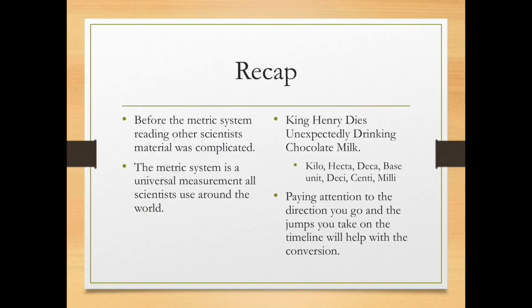Let's do a little bit of recap. Before the metric system, reading other scientists' material was fairly complicated. The metric system is a universal measurement all scientists use around the world. The acronym is King Henry dies unexpectedly drinking chocolate milk. The prefixes are kilo, hecta, deca, the base unit, deci, centi, and milli.